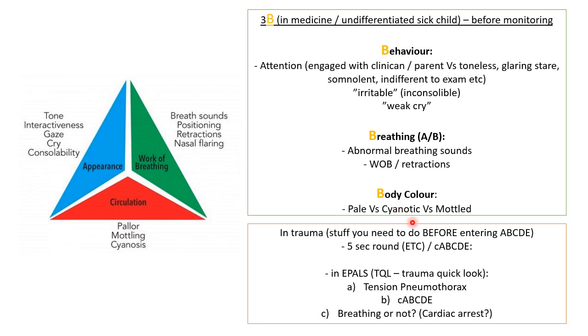All right. Then in trauma, I just wanted to tell you that in the EPALS, they want you to look for something else. They want you to look for obvious tension pneumothorax. That means asymmetric chest rise. You want to look for cABCDE, major hemorrhage that can be stopped right away, and they want you to look for whether they are breathing or not breathing, meaning are they in cardiac arrest. That's the three things here.